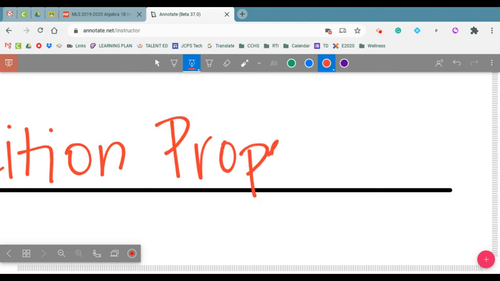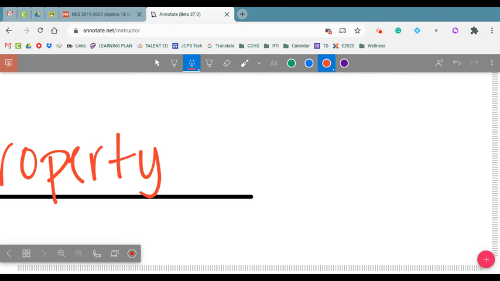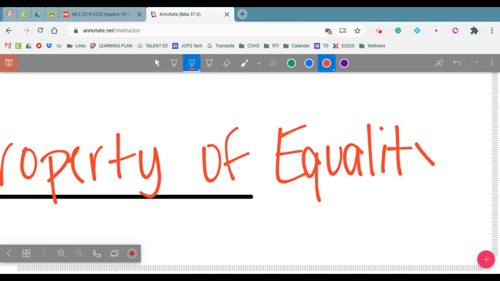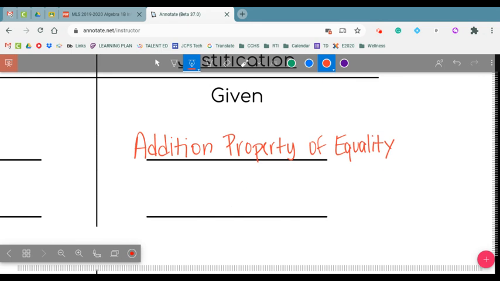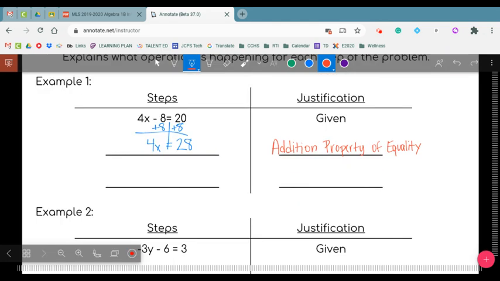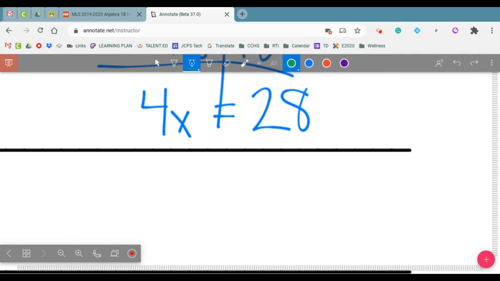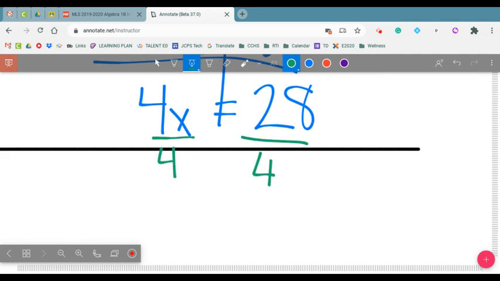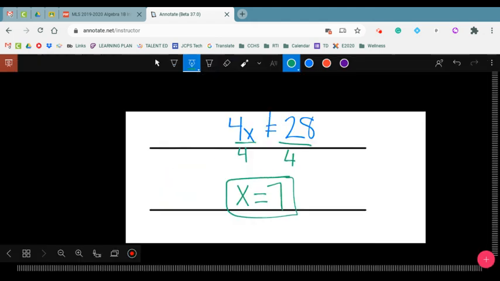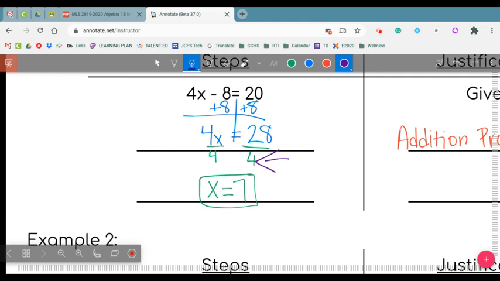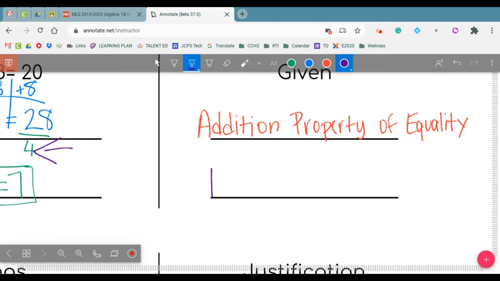property of equality. It's equality because we did it to both sides. Now, our next step, since we still have to get x by itself, is we have to divide both sides by that 4. And then we get 28 divided by 4 is 7, so x equals 7. So we got our variable by itself. So that last step right here is we divided on both sides. We did it on both sides, so it's going to be division. And if you remember, we can abbreviate property of equality to be POE.